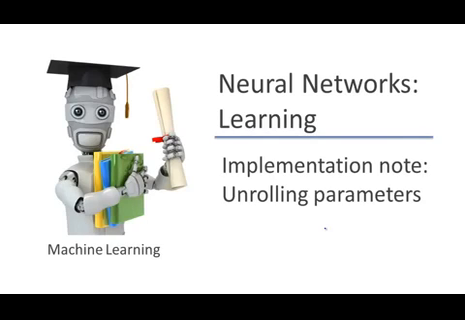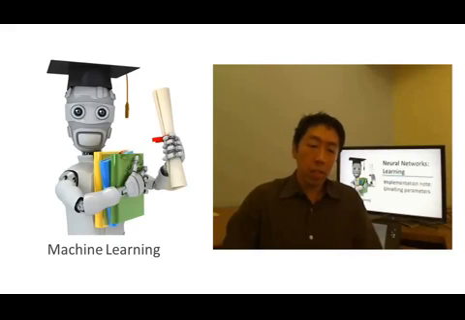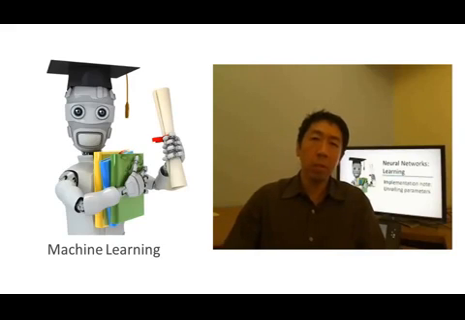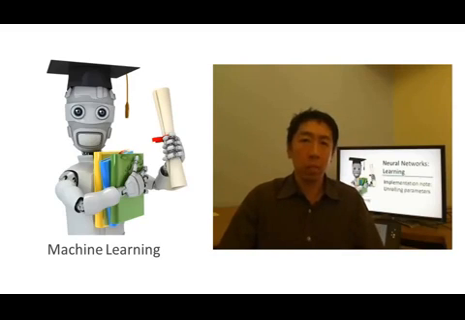In the previous video, we talked about how to use backpropagation to compute the derivatives of your cost function. In this video, I want to quickly tell you about one implementational detail of unrolling your parameters from matrices into vectors, which we'll need in order to use the advanced optimization routines.